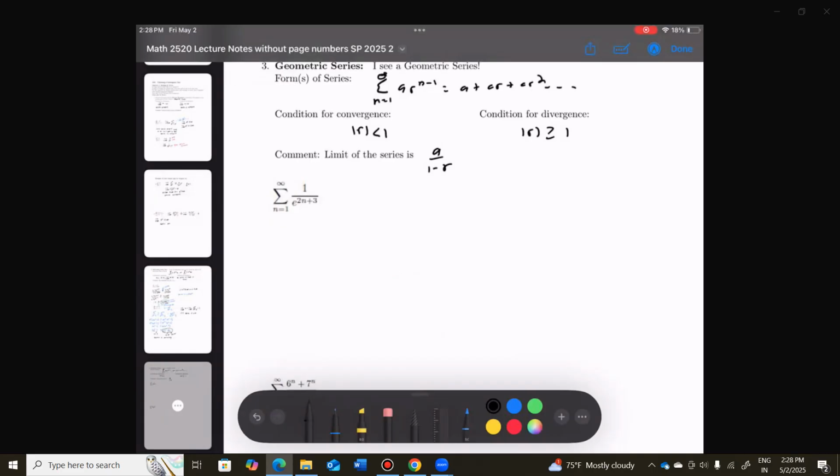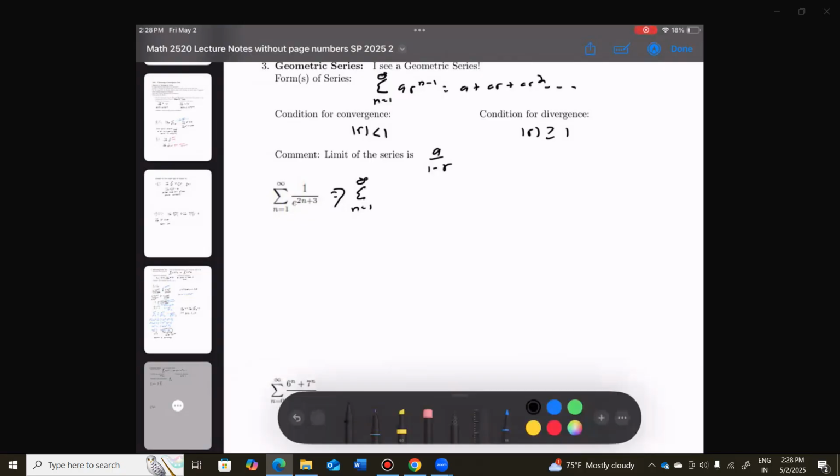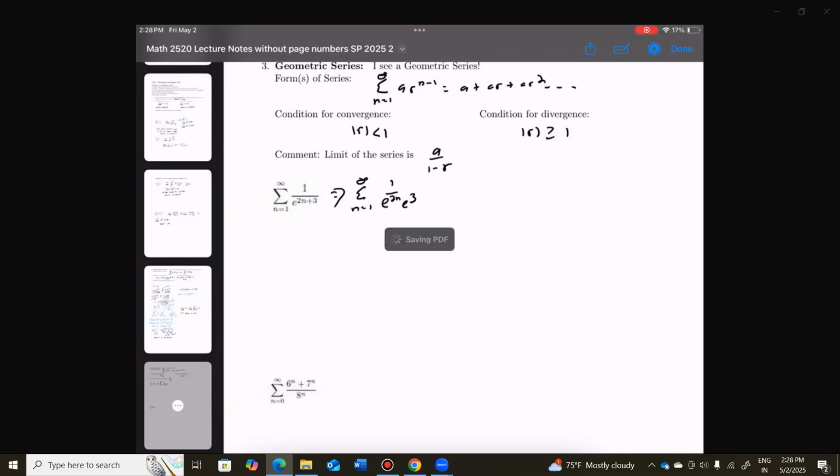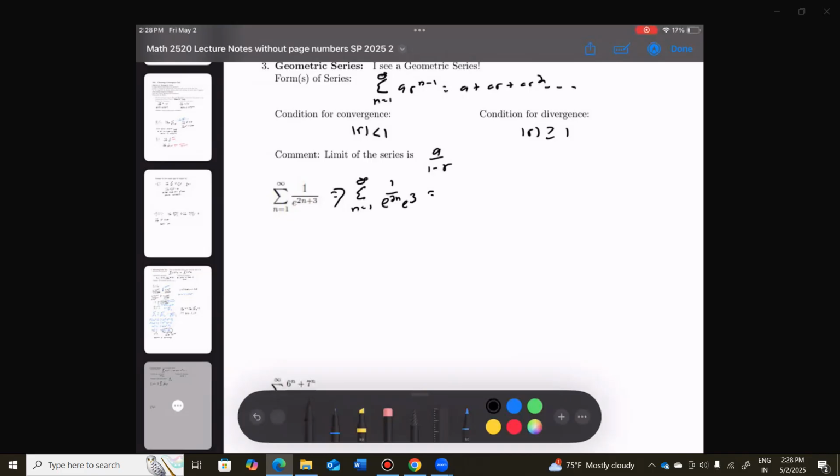Alright, so sometimes these take some adjusting in order to see. So this is going to be 1 over 2, e to the 2n, e to the third, which can be written as 1 over e squared, all to the n. I'm sorry, not all to the n. That third is not to the n. That is to the n. And then e to the third.